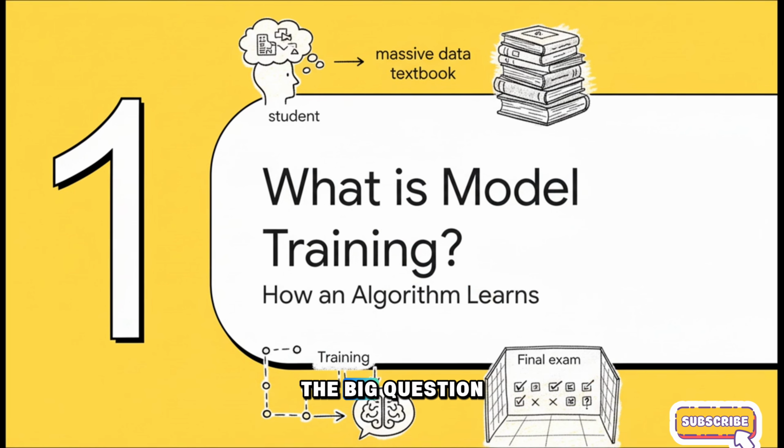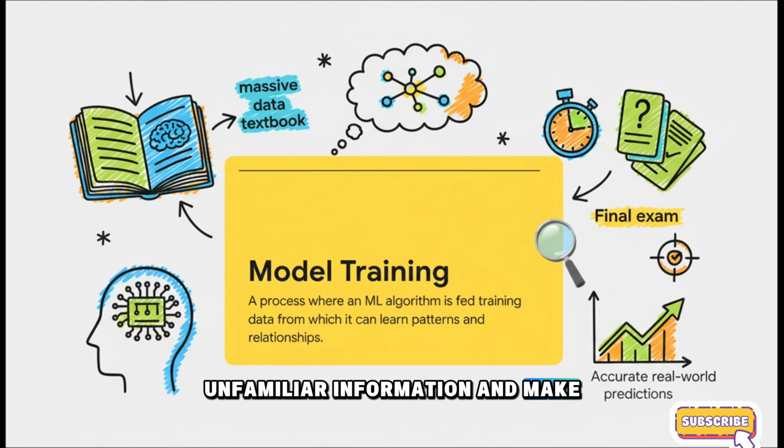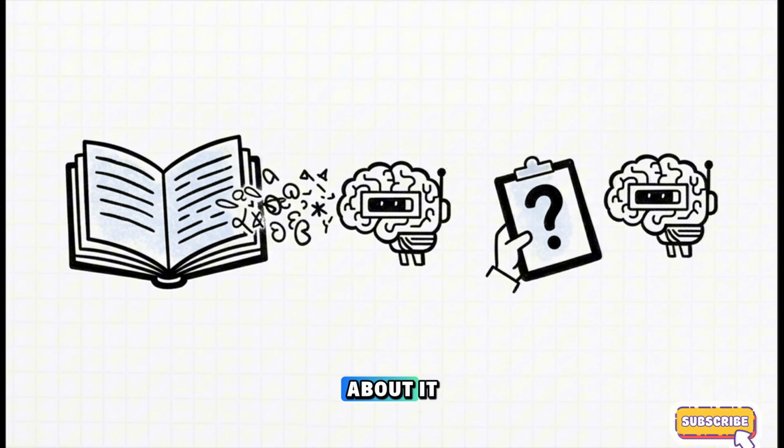Okay, so let's start with the big question. What is model training? At its heart, you can think of it as a really advanced way of teaching a computer. But instead of a classroom, its textbook is made of data. And I mean a ton of data. Now, the really cool part here is that we aren't programming a bunch of if-then rules. Instead, we give an algorithm a massive data set and just let it discover the patterns all by itself. The whole goal is to create a final model that can look at new, unfamiliar information and make incredibly accurate predictions.